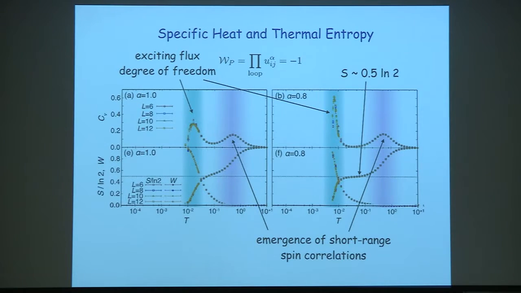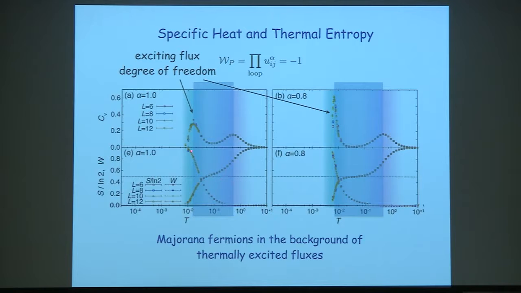So if you're within this temperature window, then you still have a Majorana fermion, but your Majorana fermions are moving in the background of thermally excited fluxes. Below this temperature, basically there's no flux excitation. So the ground state is essentially the gapped phase. Between these two temperature scales, you have thermally excited fluxes. That's essentially the characteristic feature of the heat capacity.